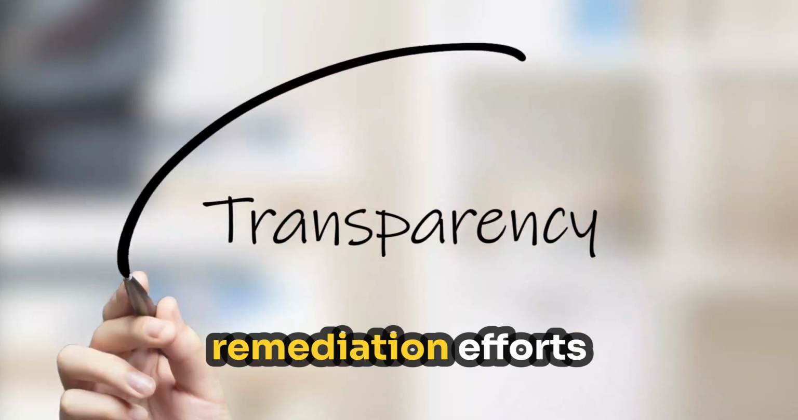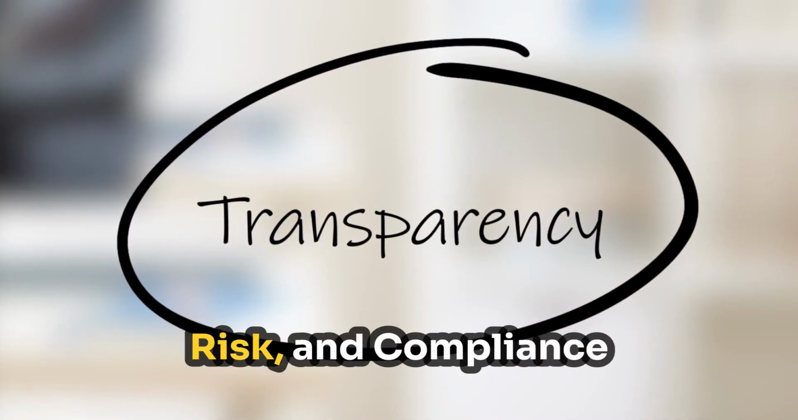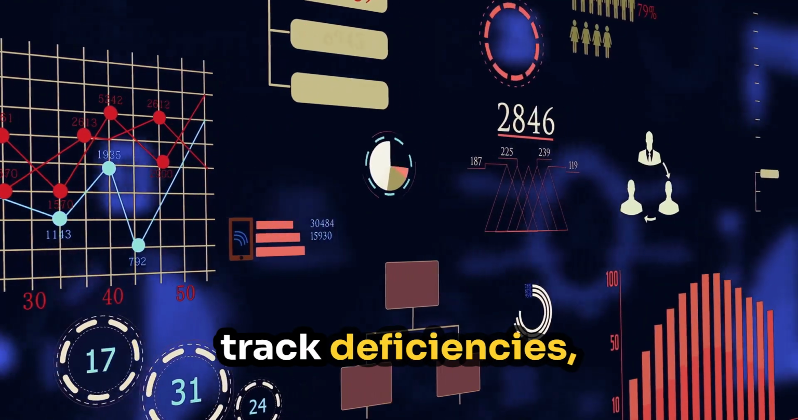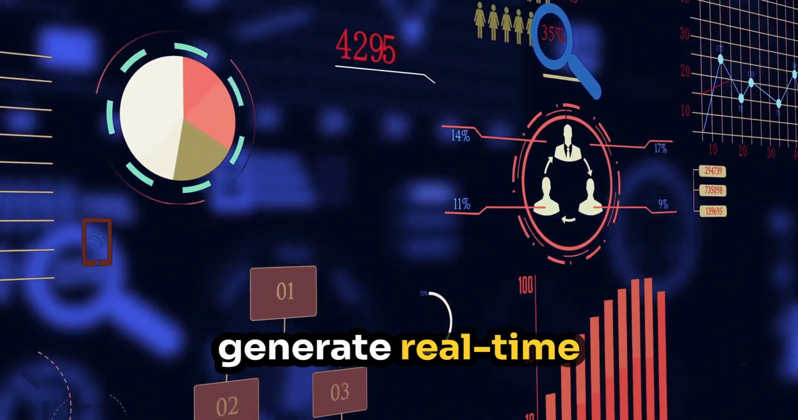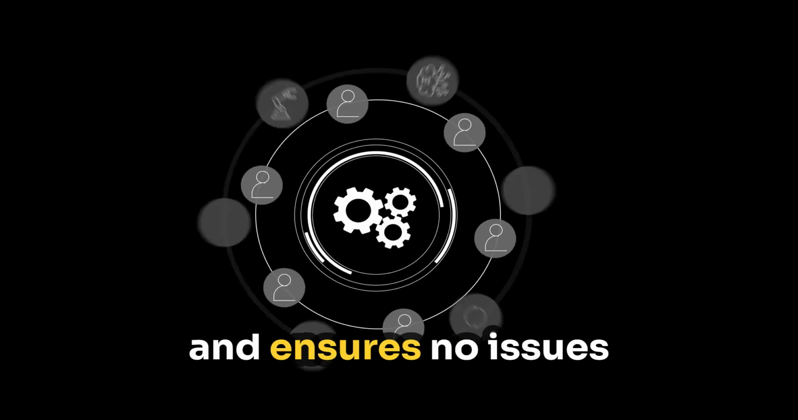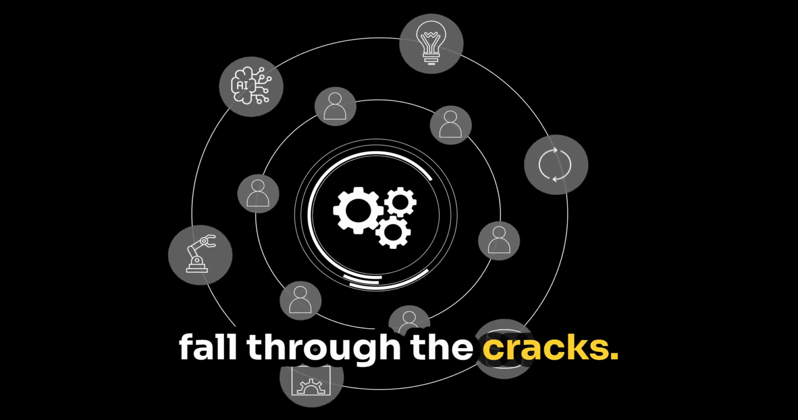Technology can support remediation efforts through governance, risk, and compliance (GRC) systems. These platforms track deficiencies, assign actions, and generate real-time progress reports. Automation reduces administrative workload and ensures no issues fall through the cracks.